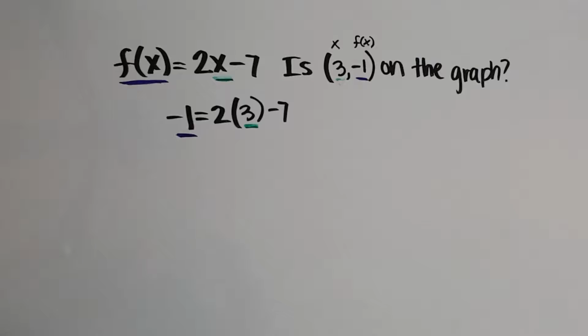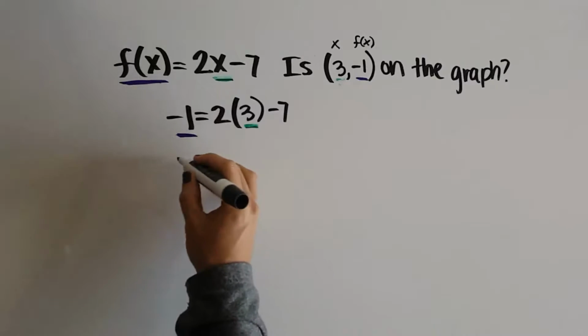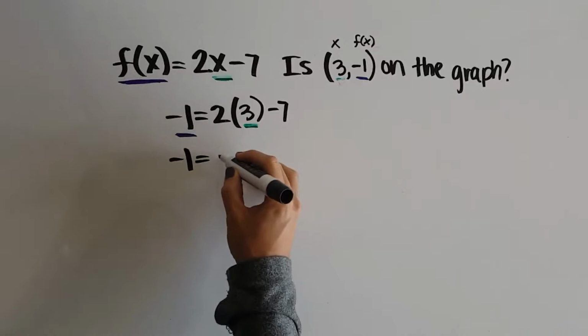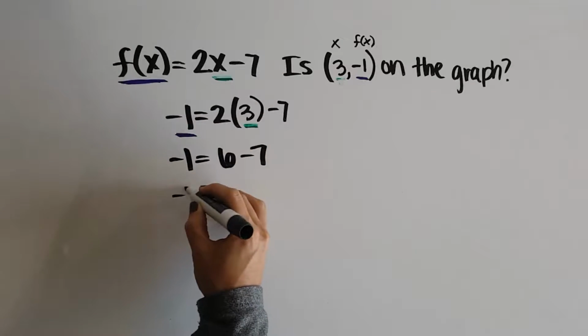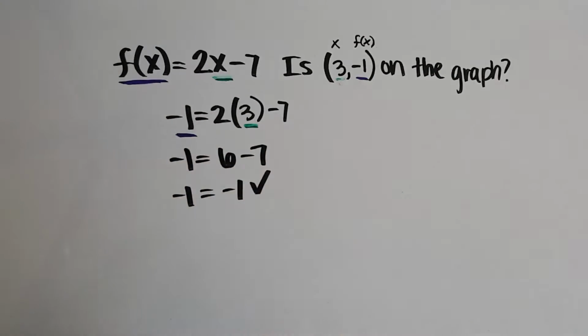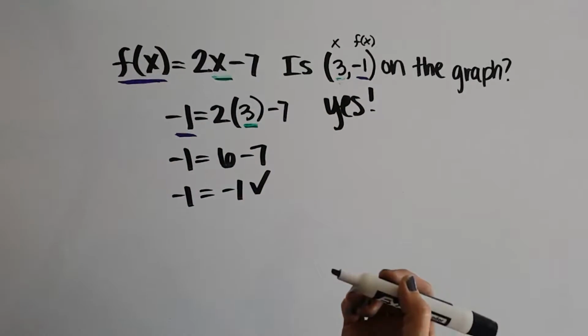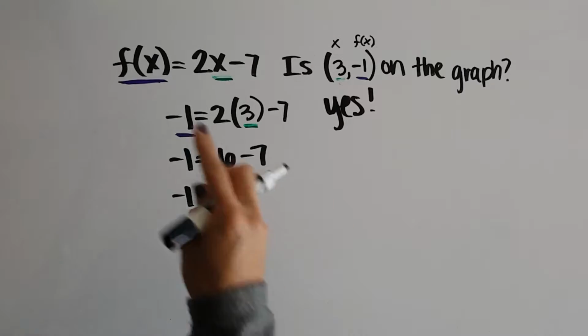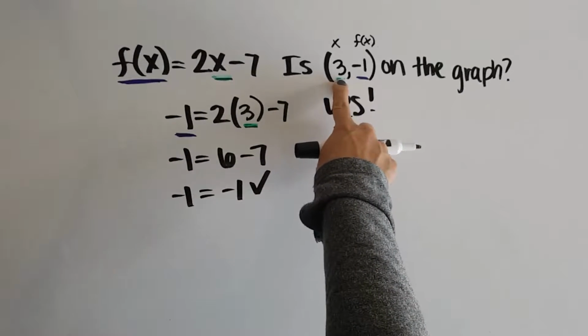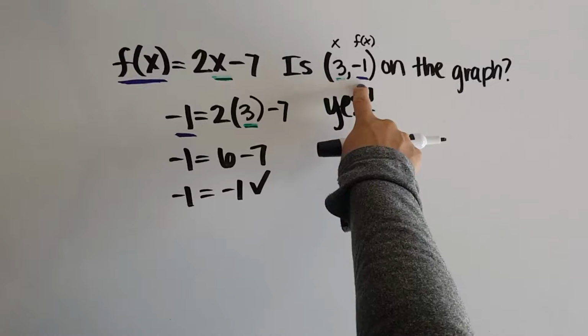Now we're going to simplify this and see if we get a true statement. If we do, then (3, -1) is on the graph of f of x. So 2 times 3 is 6, minus 7. Negative 1 is equal to negative 1. So we get to say yes, this is on the graph. (3, -1) is on the graph of f of x, because when I put a 3 in, I got a negative 1 out.